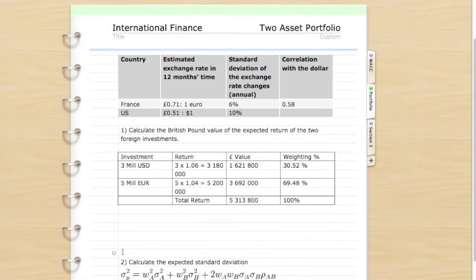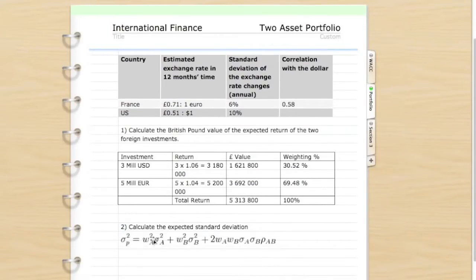The second question says calculate the expected standard deviation. So all we want to do now is have a look at the risk. How risky is it to invest abroad with these two investments in my portfolio? So we use this standard formula here. It might look a bit complicated, but it's actually quite easy.